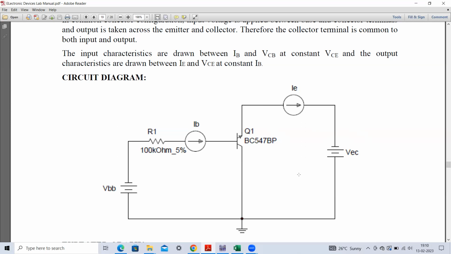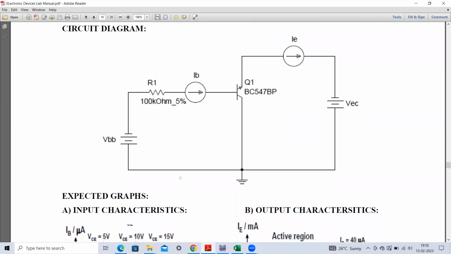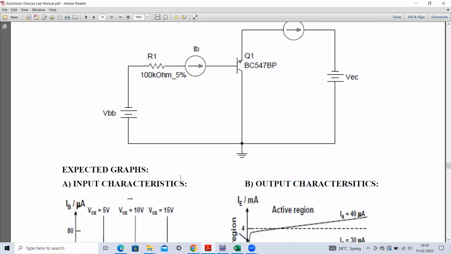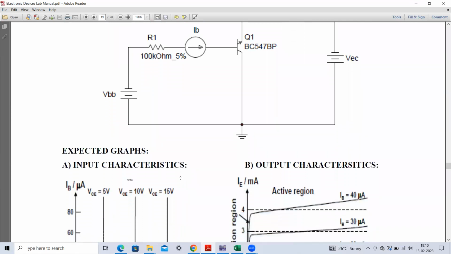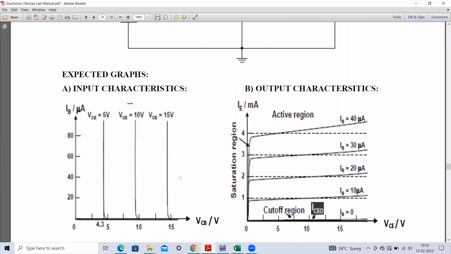Now we have to implement this circuit and then try to obtain the input characteristics as well as the output collector characteristics. If you see in many of the books, you will see these typical characteristics of the common collector configuration. It will look something like this.